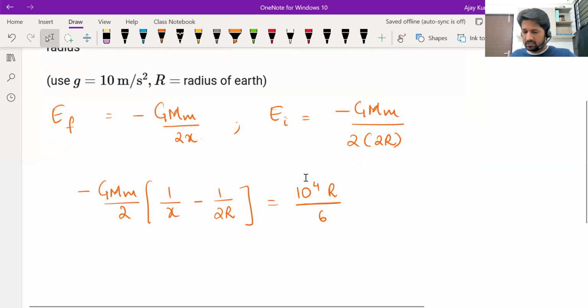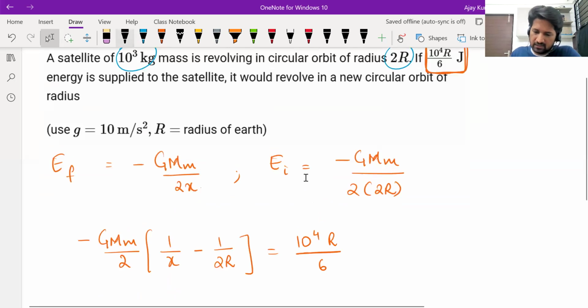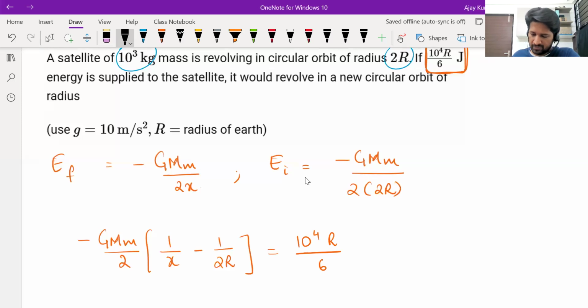Fine. Now they have not given all the terms that are needed to substitute in this equation, but they have indirectly given them. They give satellite mass as 10 power 3 kg. Now in GMm, small m is the mass of the satellite. Capital M is the mass of the planet. Now they have not given the mass of Earth, and you are not required to know the mass of Earth also. They have given g. You should somehow make use of that.